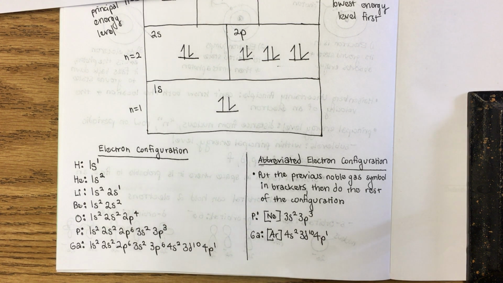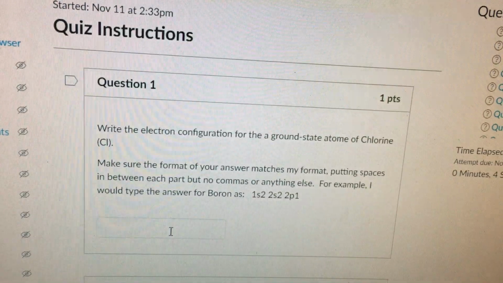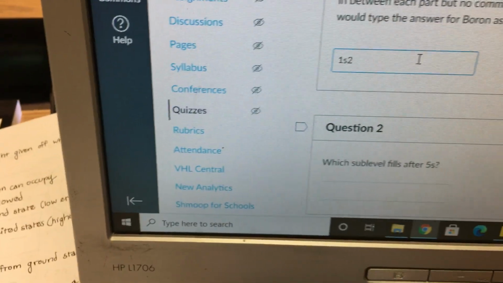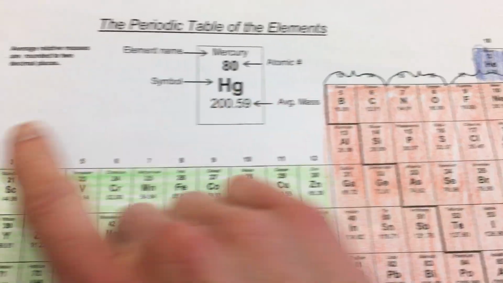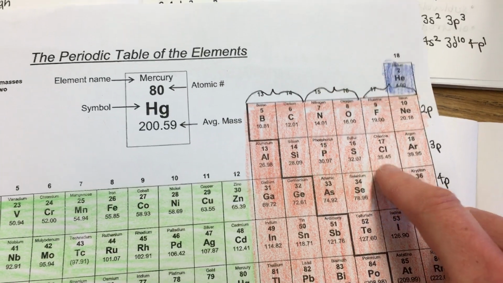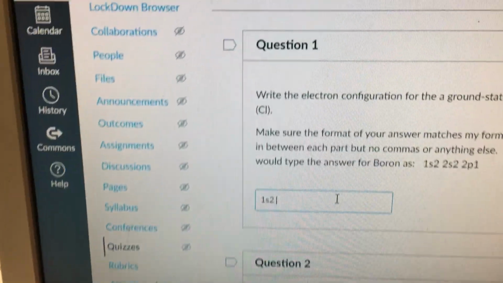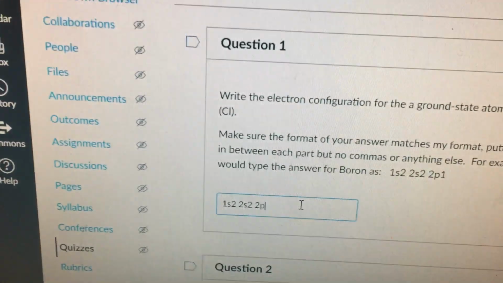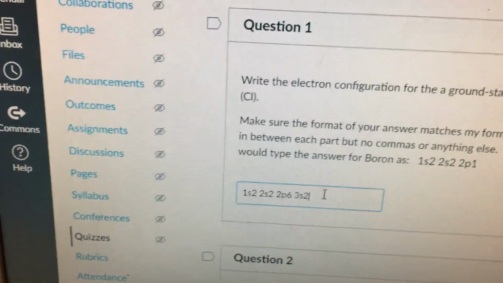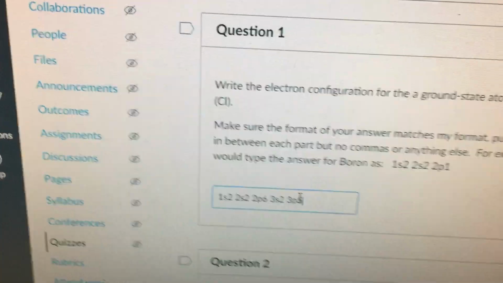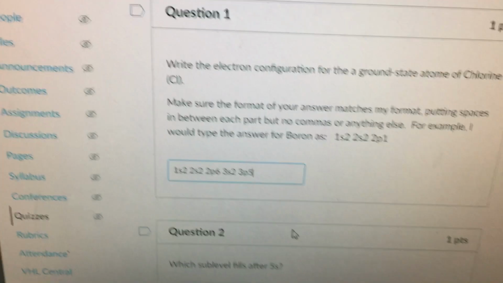Just a second. So your assignment is going to say like, write the electron configuration for chlorine. And so chlorine is number 17. So it's going to be 1s2. And then you need to have a space. And then it would be 2s2, 2p6, 3s2, 3p5. So 2s2, 2p6, 3s2, 3p5 is what you would do. So that's what your assignment's going to be like.